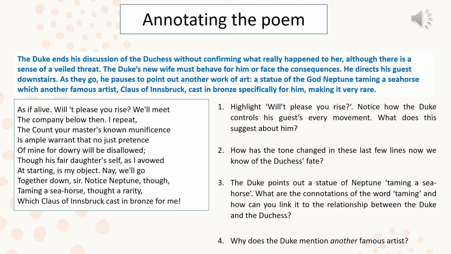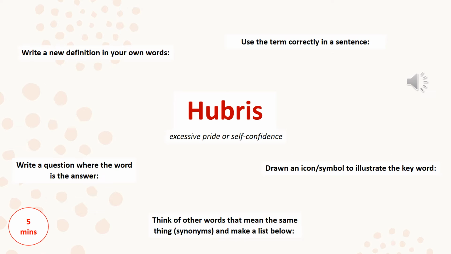And the last question, why does the Duke mention another famous artist? What is he trying to show here? Is it his status, his power, his position in society? Okay, think about that.